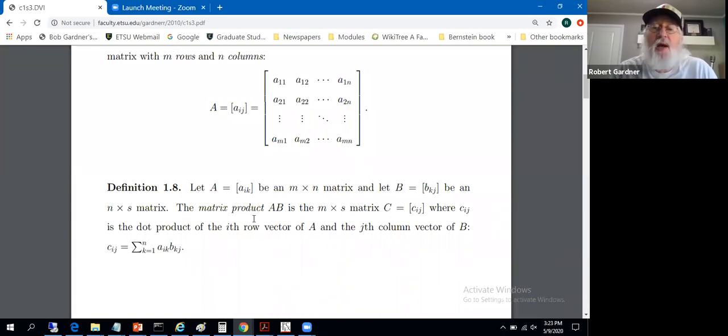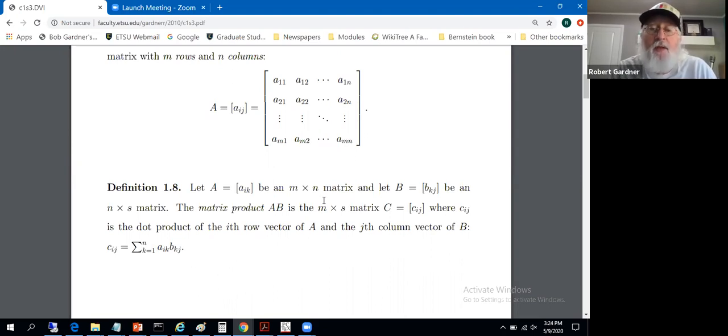Then the matrix product, matrix A times matrix B, is the m by s matrix, let's call it C, with entries c sub ij, where c sub ij is the dot product of the ith row vector of A and the jth column vector of B. That is, c sub ij will be a sum from k equals 1 to n of a sub ik times b sub kj. All right, let's make sense out of that. And we've got a picture on the next page to elaborate on it as well.